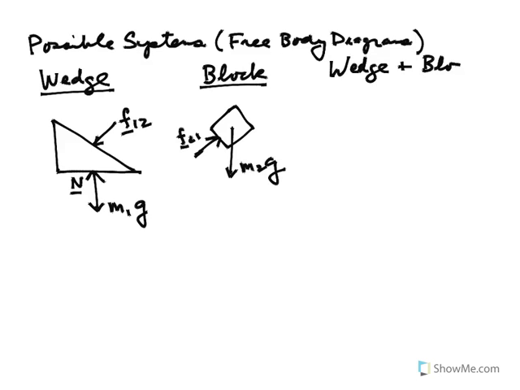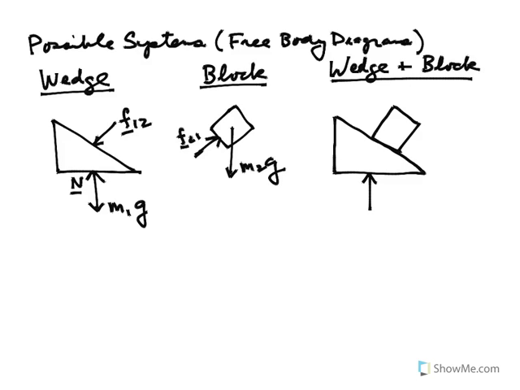Plus block. This system looks as follows. We have the wedge, we have the block. The forces acting on this system are, again, there's the normal force from the ground, there's M1G, and then there's M2 times G.